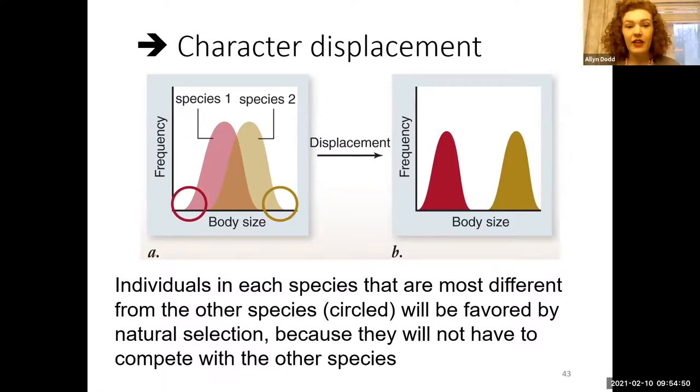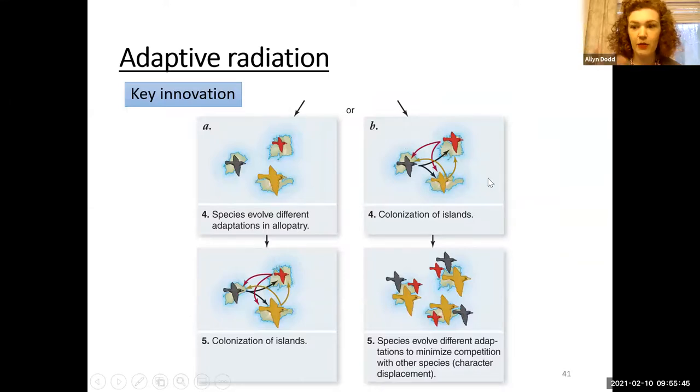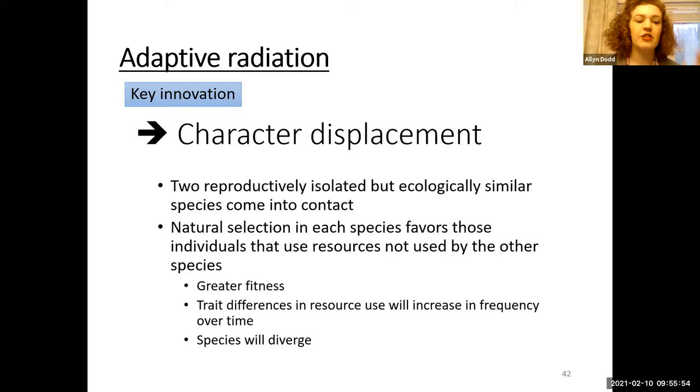What character displacement does is it selects for individuals who diverge from that overlap, so typically more extreme phenotypes within each population. It leads to, in each population individually, directional selection away from each other to reduce niche overlap and thus competition. Over time, character displacement will lead to further divergence, in this example, body size. So you have a greater difference in niches, less niche overlap between the two species, and that in turn increases fitness. It's favored by selection. This is one of the ways that adaptive radiation can take place. If you have colonization occurring before those adaptations become really pronounced, character displacement will shape them to be more different, because that reduces competition and increases fitness.